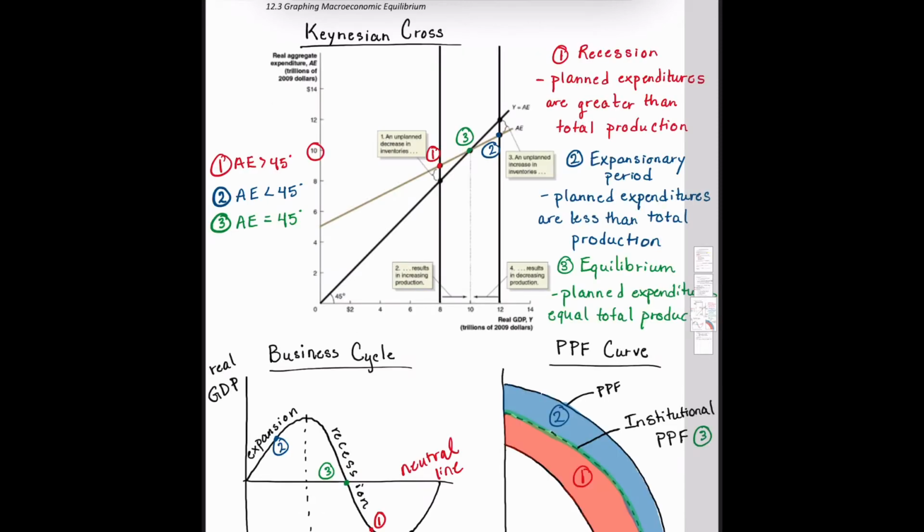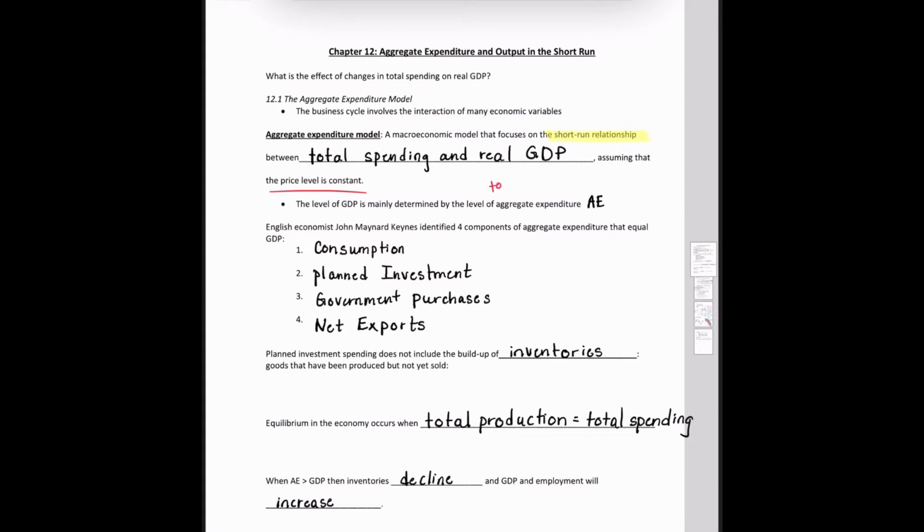total spending in the economy. Aggregate expenditure is also equal to 4 components, C plus I plus G plus NX. These might be familiar components we talked about when we introduced real GDP.